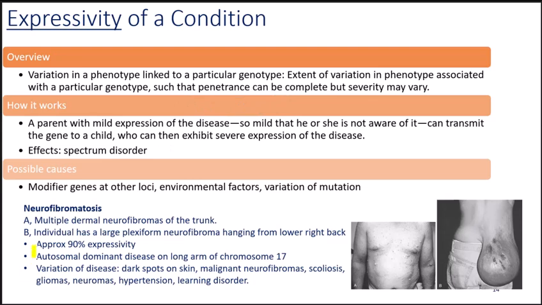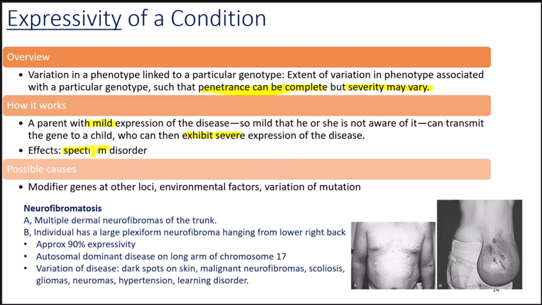So penetrance can be complete, as talked about on the previous slide, but the severity can vary. What this will end up meaning is that you could have a parent that has a disease, but it's very mild, and they think, okay, well, if I pass it on to my kids, it will probably be mild too. Or it's so mild that they're not even aware that they have it. And so they can transmit that gene to the child, as we've already learned about, who can then exhibit a severe expression of the disease.